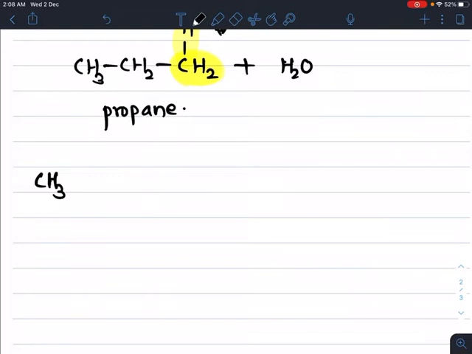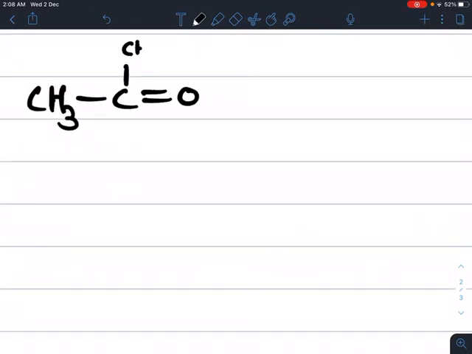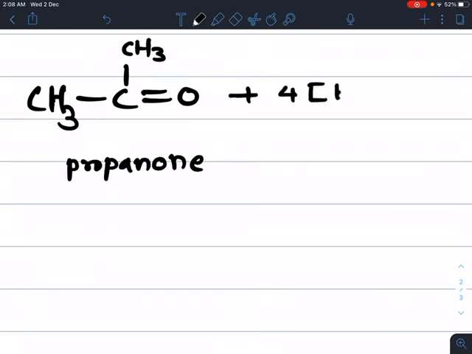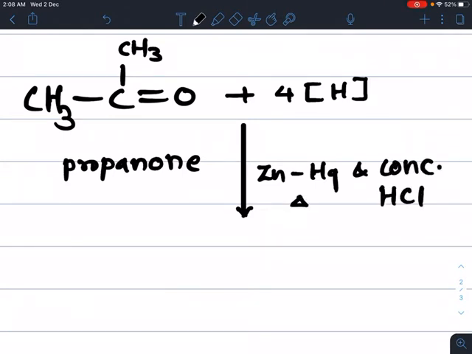If we take acetone, an example of a ketone, CH3COCH3. So this is a 3 carbon ketone, propanone, or dimethyl ketone, or acetone. When it undergoes Clemmensen reduction, 4 nascent hydrogens are required to balance the equation. It takes place in the presence of zinc amalgam and concentrated hydrochloric acid as a catalyst, and the mixture is heated.